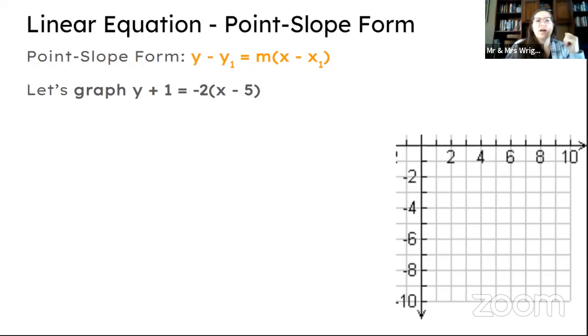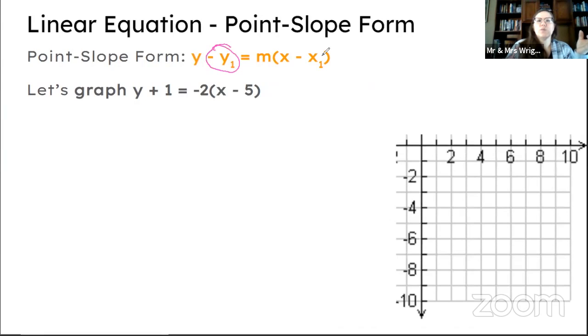Let's graph this. Y plus 1 equals 2 times x minus 5. The first thing you need to do is to identify a point. Remember, anytime you're graphing, you want to first start with a point. So we have to identify a point here. And when we look at this, we have a point that's hidden inside of it, right? Because we have this negative y1 and negative x1.